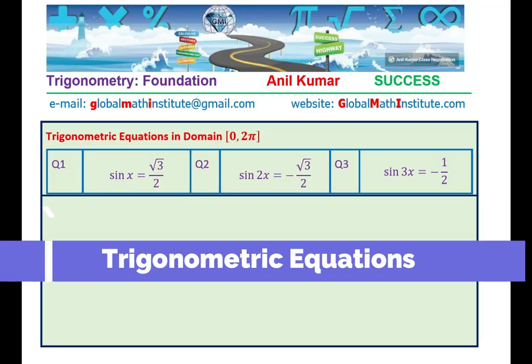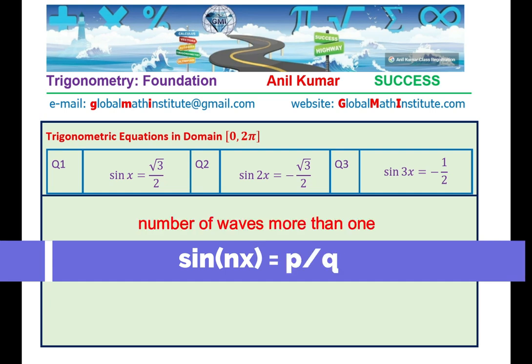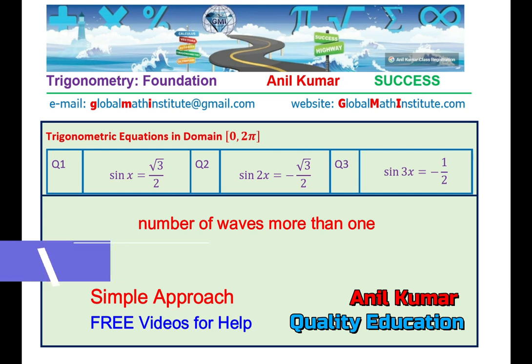Let us understand how we solve trigonometric equations within a domain of 0 to 2 pi, especially when we have something like sine nx. It means the number of waves between 0 to 2 pi could be 1, 2 or more.